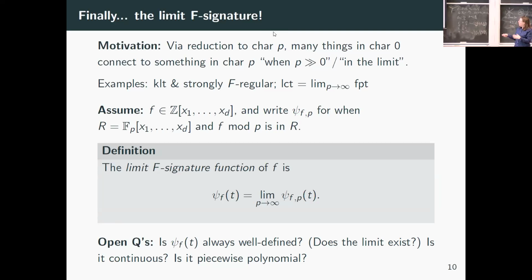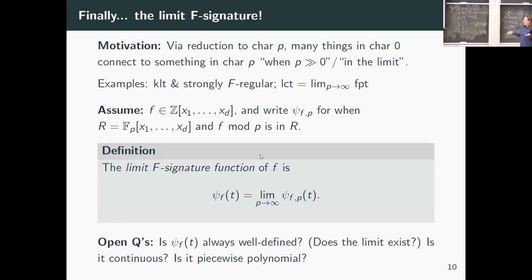So for example, there's some characteristic 0 kind of singularities called KLT. And if you take reduction mod p, this should be telling you that my original guy was KLT, whatever that is, if and only if for large primes, my reduction mod p is strongly F-regular. Or in the limiting sense, there's a numerical invariant called the log canonical threshold. And if I go mod p and then take this kind of limit of the F-pure threshold, I actually get back the log canonical threshold. And so this is kind of what I mean by we should have some kind of connection.